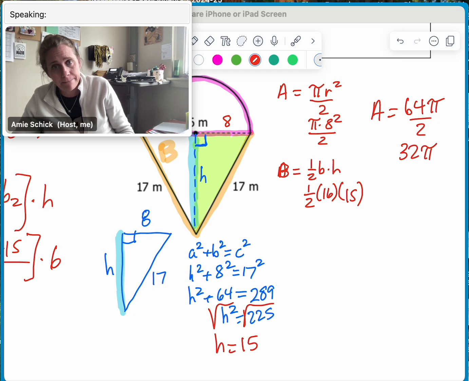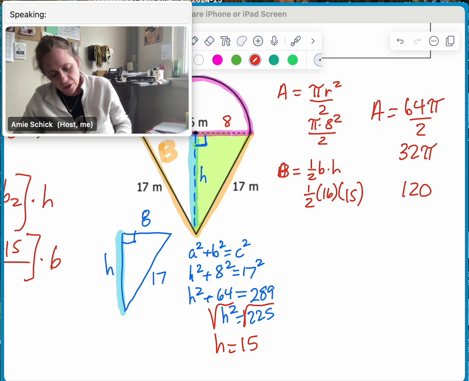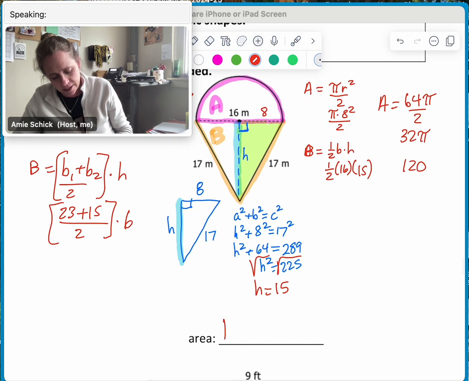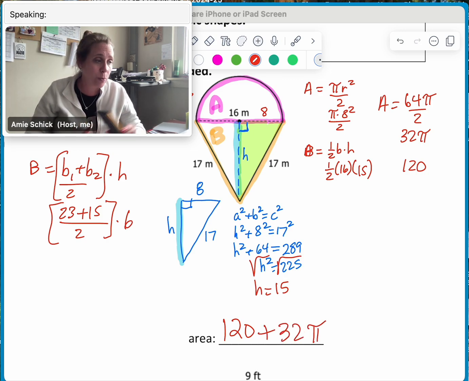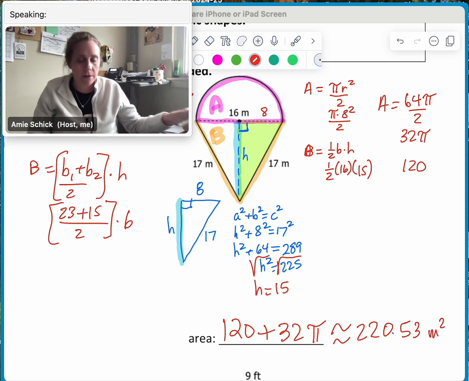Now the base, the triangular piece, 16, half of 16 is 8. 8 times 15 is 120. So the exact answer for this is 120 plus 32 pi. Again, 120 plus 32 pi. The decimal for all of that is about 220.53 meters squared.